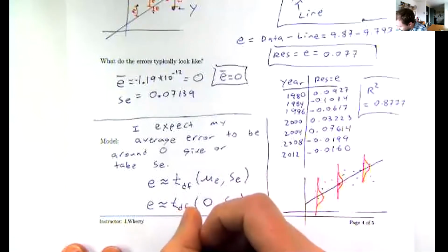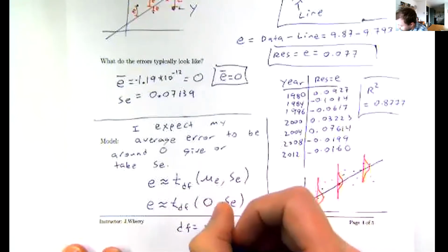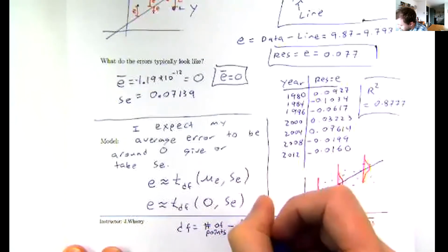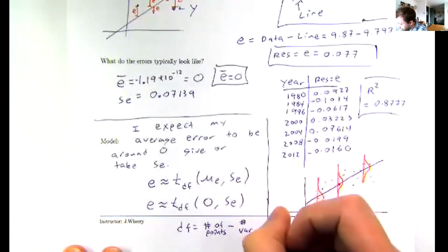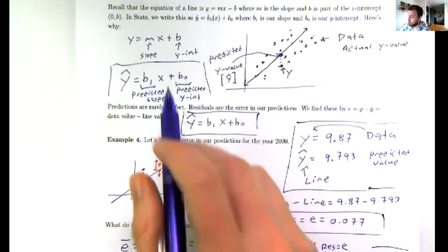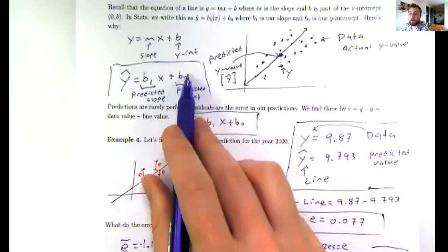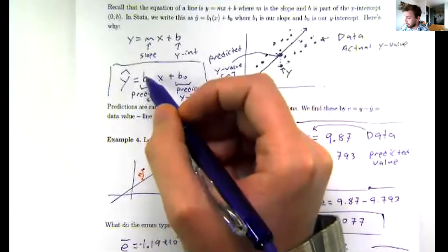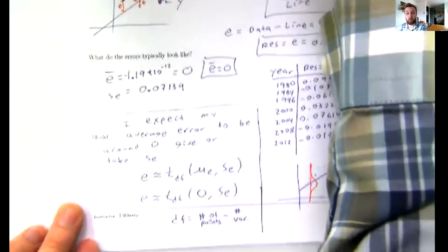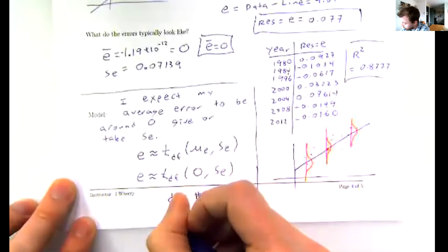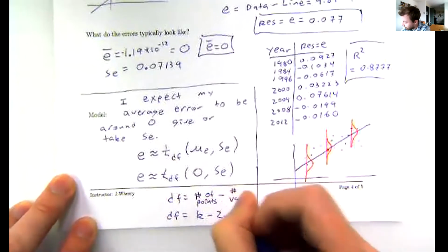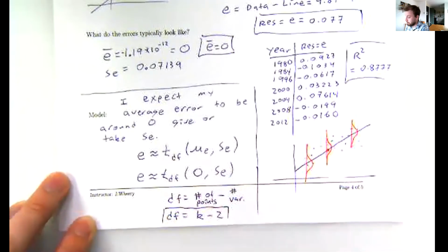As far as the degrees of freedom are concerned, degrees of freedom is equal to the number of points minus the number of variables that we're predicting. When we were looking at lines, we had y equals mx plus b. There were two things that we had to guess here. I had to guess my slope, and I had to guess my y-intercept. I'm working with two variables, x and y. So previously, I just had k minus 1, but now that I'm in multiple dimensions, my degrees of freedom are going to end up being k minus 2.